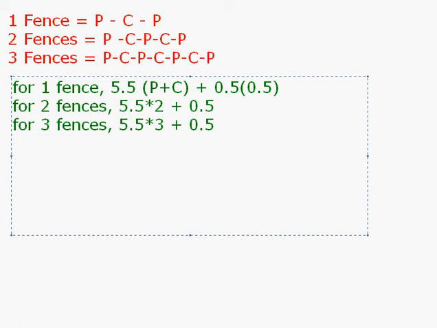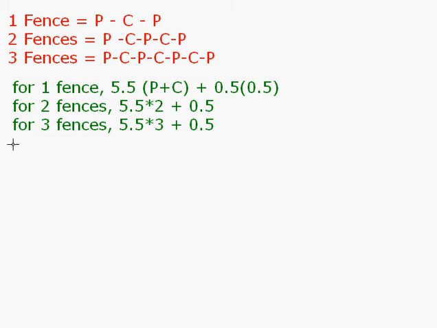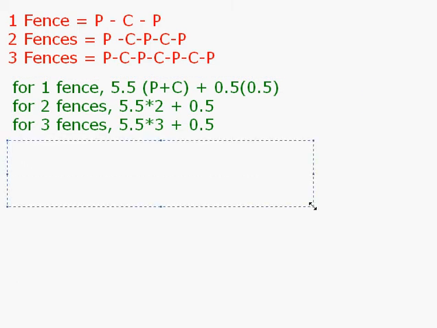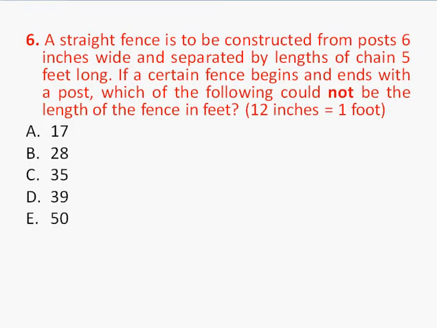Alright, now if we generalize this for n number of fences, for n fences, it will be 5.5 times n plus 0.5, right? Now we got the generalized form. Now what we need to find out is which of the following could not be the length of the fence in feet. Which of the following: 17, 28, 35, 39 and 50 cannot be the fence.